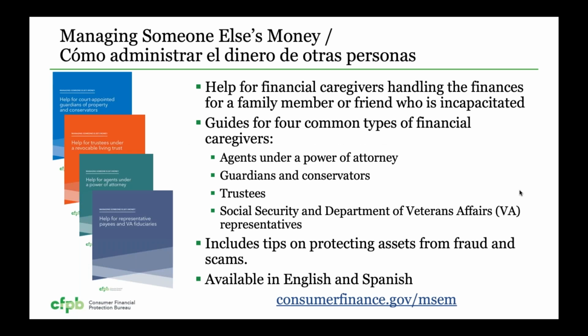These are our Managing Someone Else's Money guides, and these introduce critical concepts to financial caregivers, so agents under a power of attorney, guardians and conservators, trustees, and Social Security or Department of Veterans Affairs representatives. Many of the folks that you work with may either be serving as a financial caregiver in a formal or informal way for a loved one, or they may have a financial caregiver who is helping them. These guides can help answer many questions about someone's rights, responsibilities, and options as a financial caregiver. And the guides also provide resources where caregivers can get help with different situations.